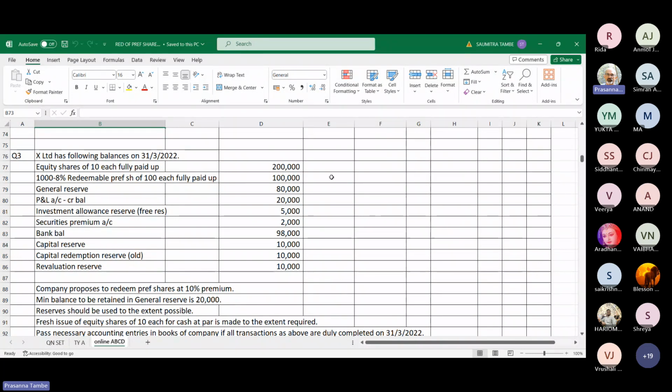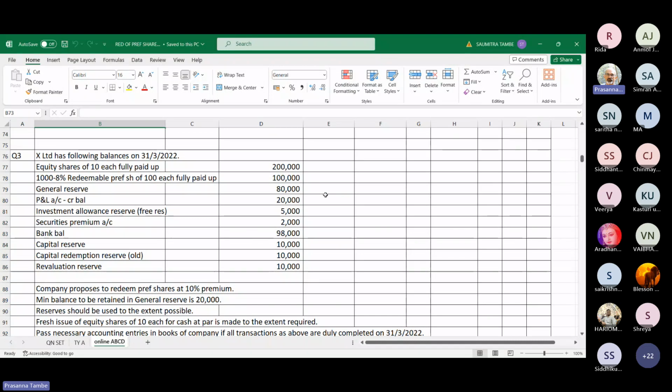Now we need 1 lakh rupees for payment of preference shareholders, and we need 10% premium. So in all, we are going to pay 110,000. If we have 110,000 of reserves, then you can do it fully out of divisible profits. But if your profits are not sufficient, then you will have to go for a fresh issue. And the company says a fresh issue can be made to the extent required. So you may eventually come to a combination, partly out of fresh issue and partly out of divisible profits. So let's find out how much we can use.